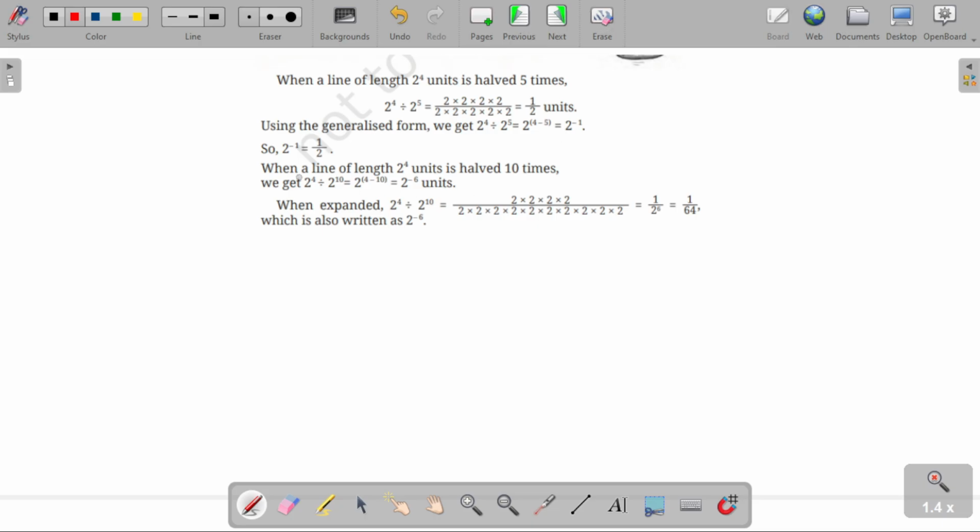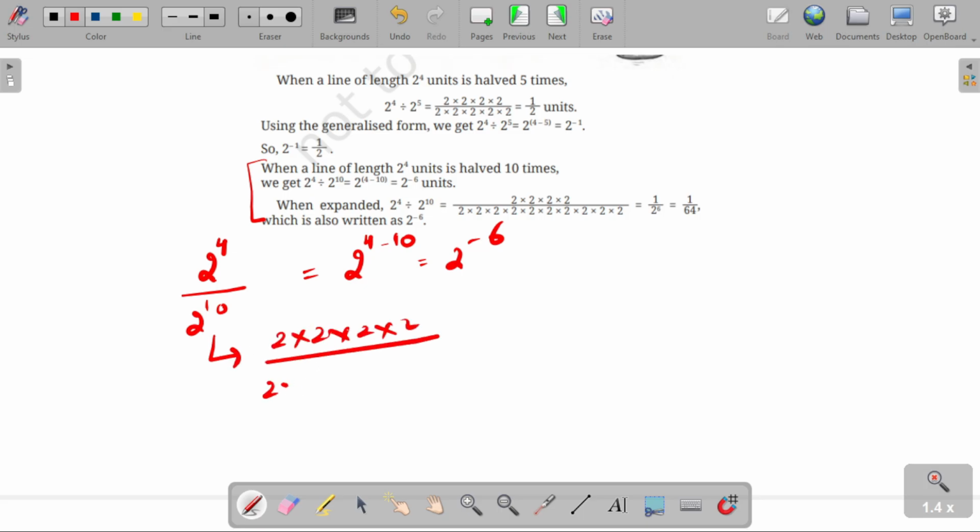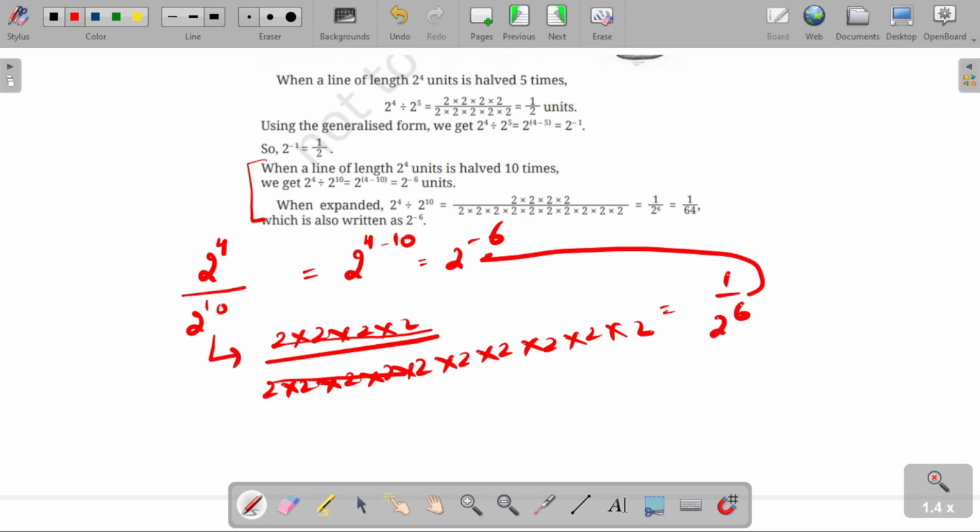Let's take another example like this. They are saying if we divide the length into halves, half 10 times, what is this leading us to? Now this is leading us to 2 raised to power minus 6. And if we expand it by multiplying it 4 times and then 10 times, right? Then these 4 2's will be cancelled with these 4 2's and we will be left with 1 upon 2 raised to power 6. And this is leading us to this answer.